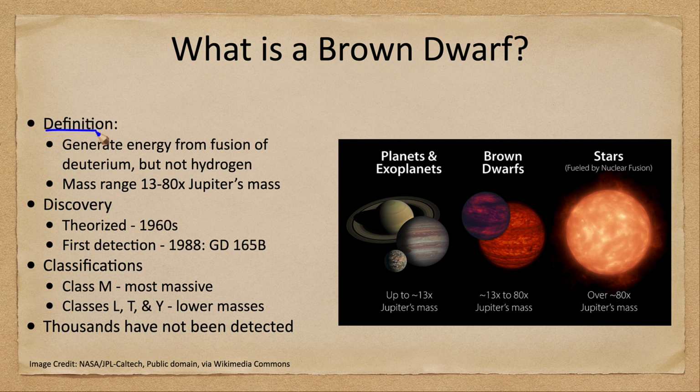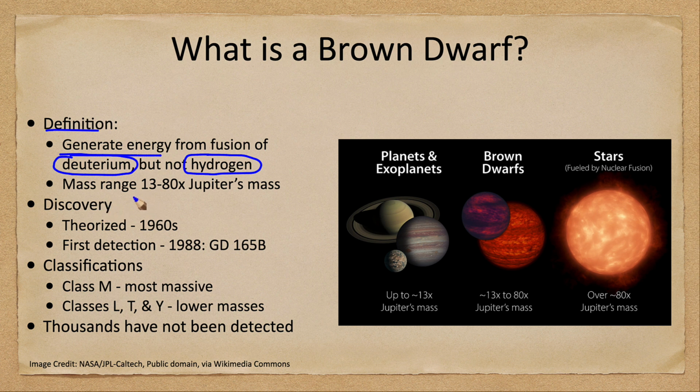Well, if we define that, they are stars that are generating energy from the fusion of deuterium, but not from ordinary hydrogen. Now, deuterium is hydrogen with an extra neutron. It's a heavier form of hydrogen, but it has a much lower fusing temperature of about 1 million degrees as compared to about 10 million Kelvin for hydrogen. So it fuses at a lower temperature and generates energy. And that's generally what's considered the dividing line between the stars and the brown dwarfs.